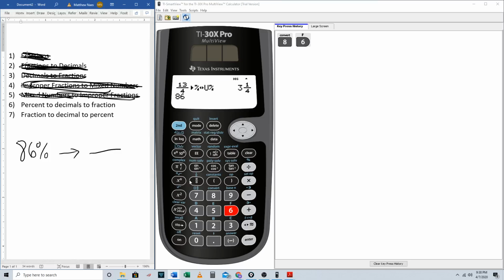So what I'm going to do is first convert this to a decimal. So decimal first. It's not going to go to fraction right away. We're going to first convert this to a decimal. And to be honest, you just type in the percent. So if you press second and then percent, which is right above the division button. So again, the percent button is right above the division button. So second divide gives you that percent symbol. And you press enter.